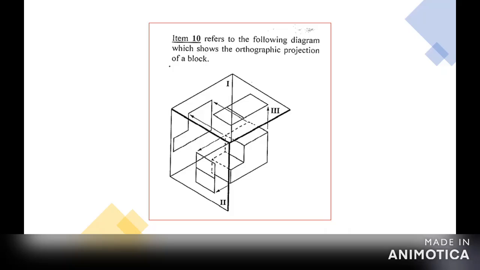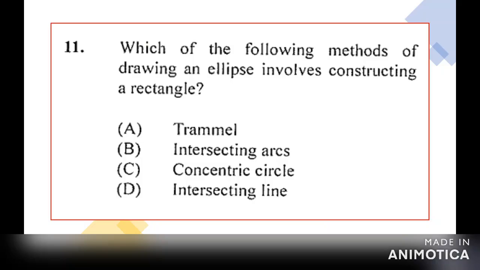The question, I don't have the question, I should have included it, but the answer for that would be C if you have the paper. Just know that the answer is C, and I think they asked which view is the plan view, or the view looking down onto the drawing, and that would be 3, which would be C. Okay, should be C. Number 11, which of the following methods of drawing an ellipse involves constructing a rectangle?